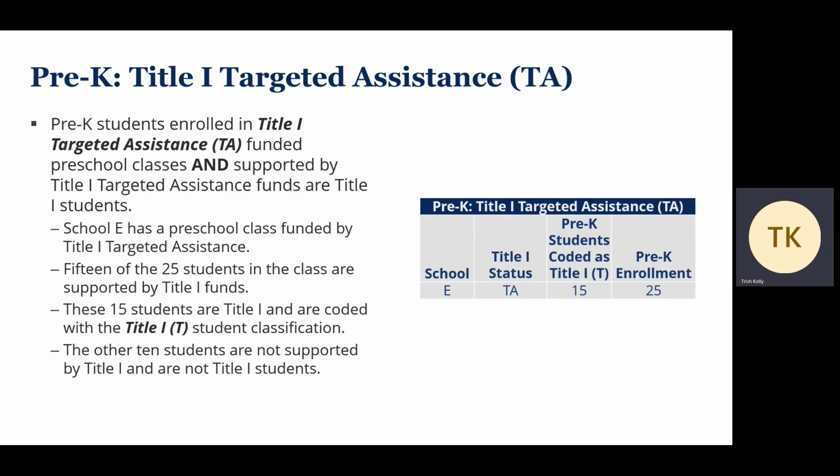Okay, next turning to Title I targeted assistance preschool classes. In this case, we're looking at School E. School E has a Title I targeted assistance preschool class, and 25 students are enrolled in the class. Of those 25, the 15 students who receive services funded by Title I are Title I students and coded with a Title I-T student classification. The other 10 students are not supported by Title I funds and therefore are not Title I students.